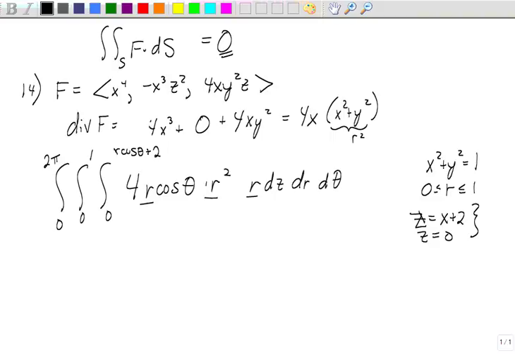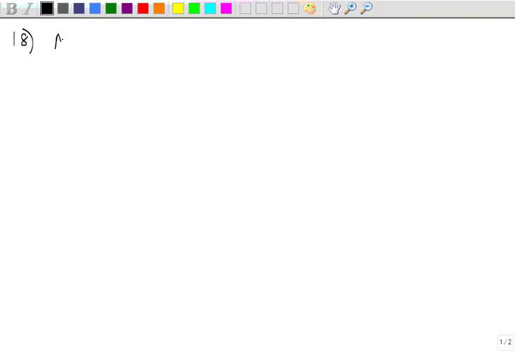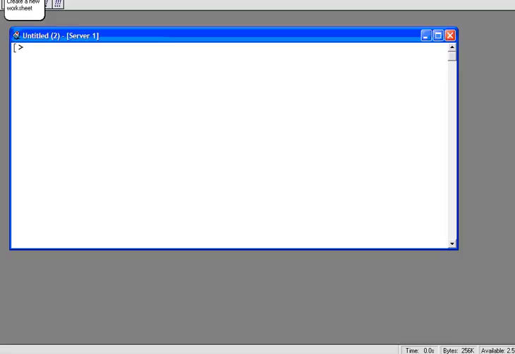Okay, and finally, number 18, we're going to use Maple. And so let's go to it right now. Okay. Since I used it before, just for safety, I'm going to restart. I need the plotting tools because I'm going to graph it. And I need linear. No, I don't need any linear algebra. Okay.